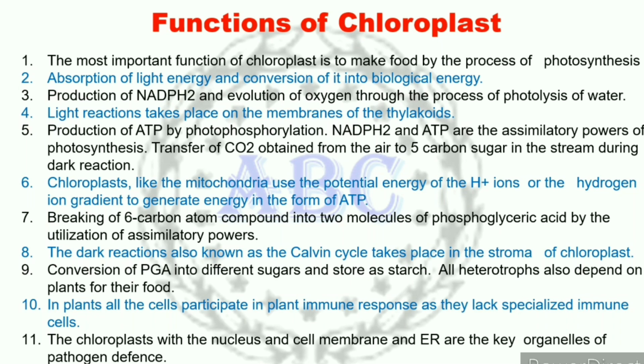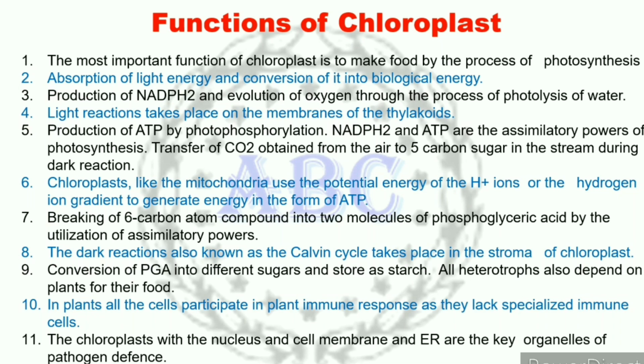Next, light reactions take place on the membrane of the thylakoids. Production of ATP by photophosphorylation. That means in the presence of light, energy-rich phosphate bond ATPs are produced. Such a process is called photophosphorylation. NADPH2 and ATP are the assimilatory power of photosynthesis. Transfer of carbon dioxide obtained from the air to 5-carbon sugars in the stroma during the dark reaction.